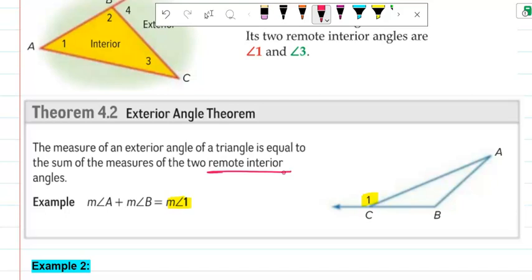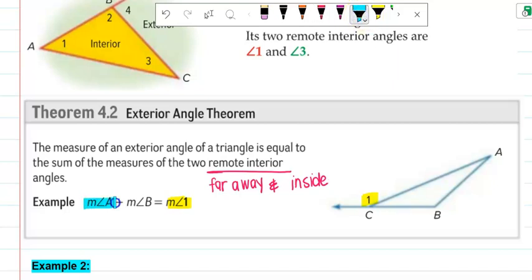So think about remote interior. We can break this down and figure out what it means without actually knowing what it means. If you think about something that's remote, maybe it's something outside of a little town, or maybe you live way out far in the suburbs, right? Something that's remote is not close to anything that we are talking about. It's probably far away. So remote, we're going to think about this as far away, but it's also interior. So it's far away from our exterior angle, but it's also inside of our triangle.